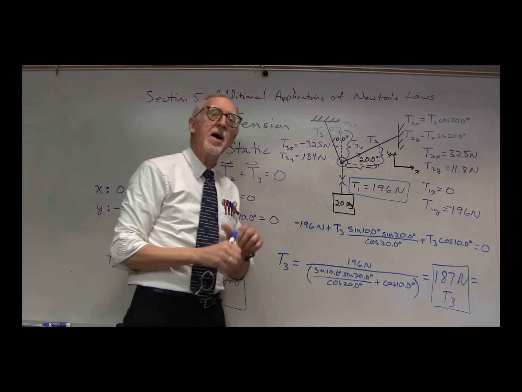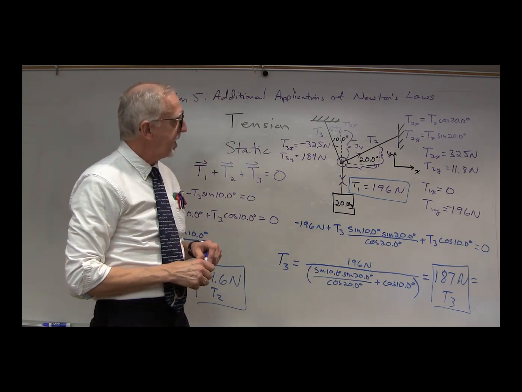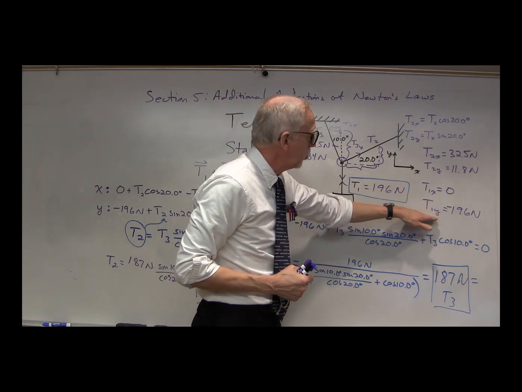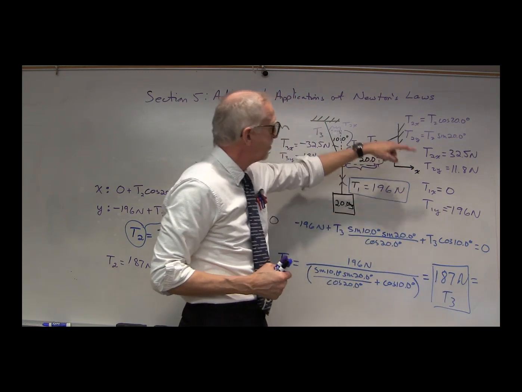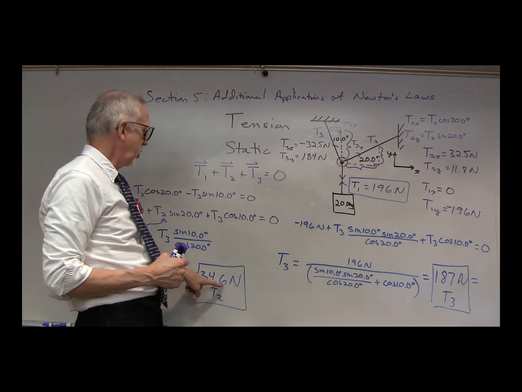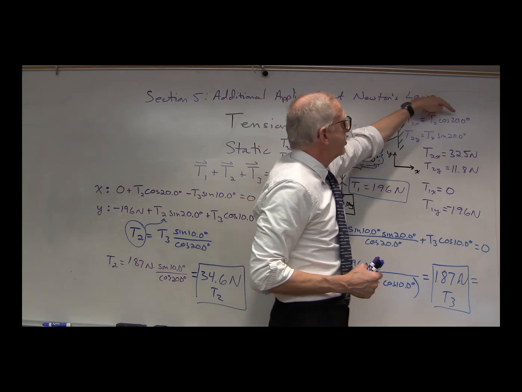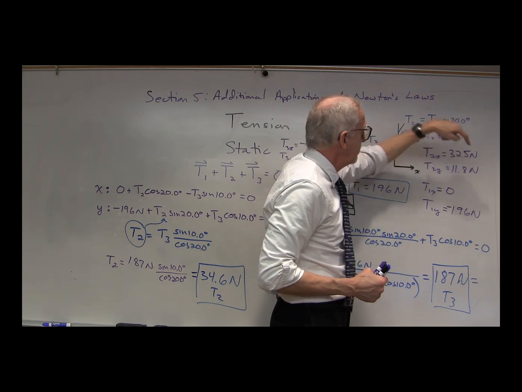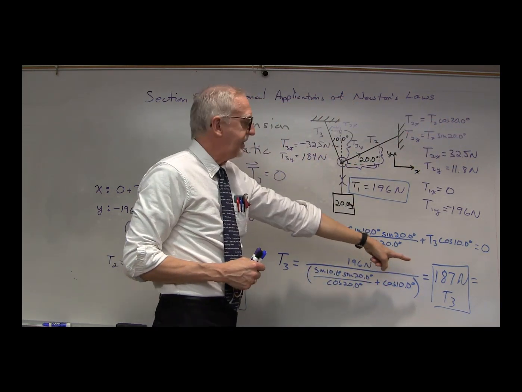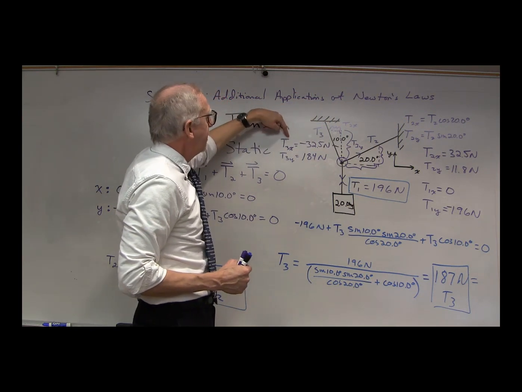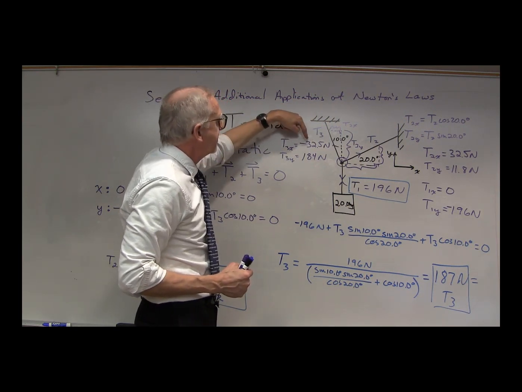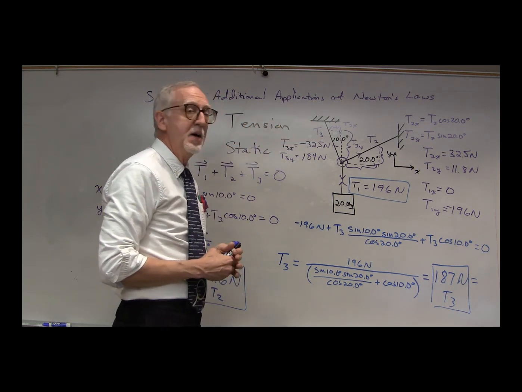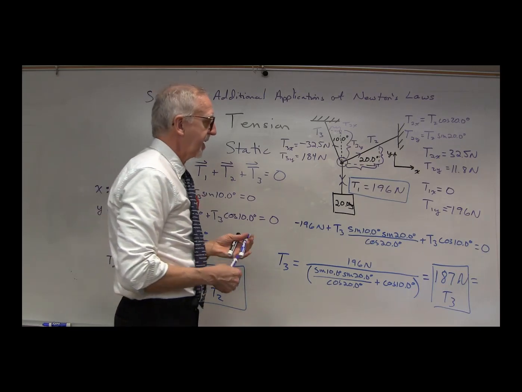Just to check, let's go back to our original components. T1x is 0, T1y is negative 196, with T2 equal to 34.6 newtons. T2 cos 20 gives us 32.5 newtons. T2 sine 20 gives us 11.8 newtons. With T3 equal to 187 newtons, T3x gives us a negative 32.5 newtons, while T3y gives us 184 newtons. And then let's look at how these all add together.